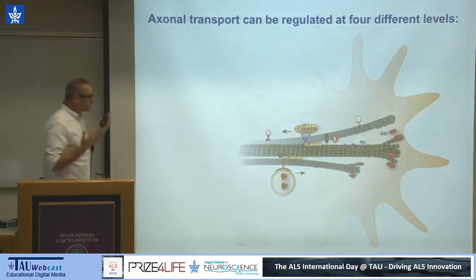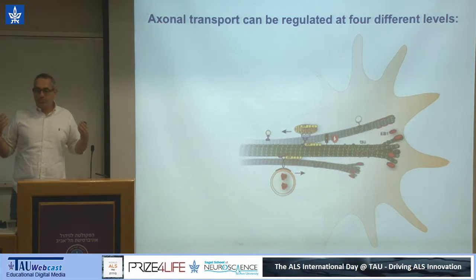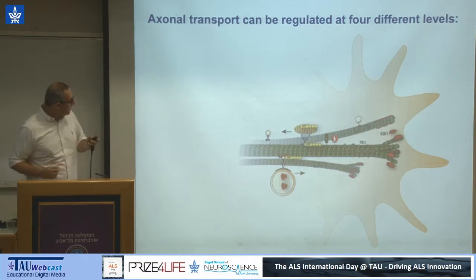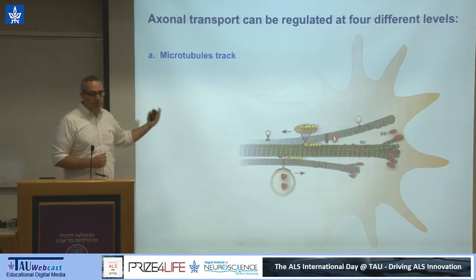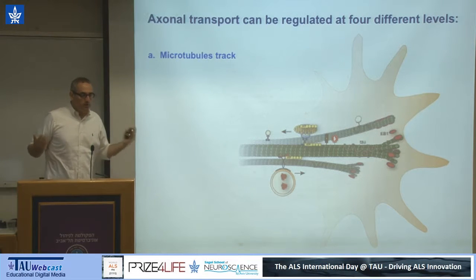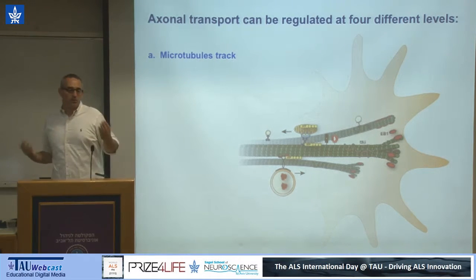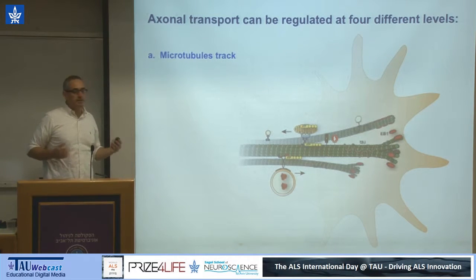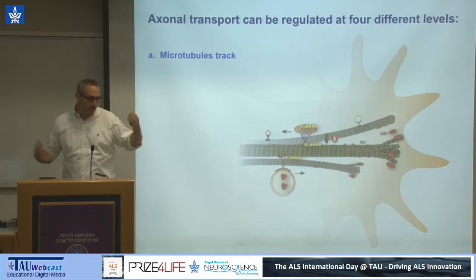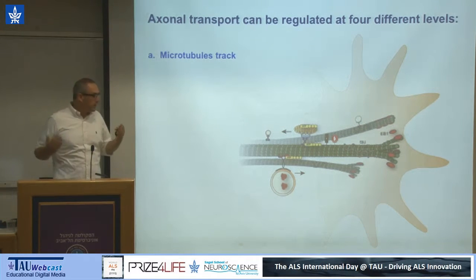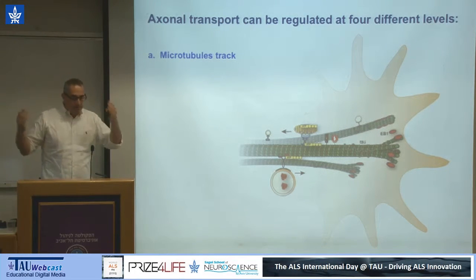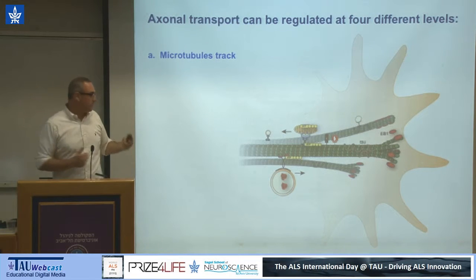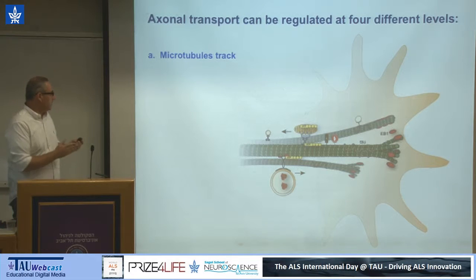So how is this axonal transport process regulated? You can think of four main levels of regulation. The first level is the microtubule tracks. Whether there are microtubules or not will influence the ability to move stuff. Microtubule stability can be regulated either by post-translational modifications like acetylation, or by different proteins that stabilize or destabilize the microtubules, for example the famous tau from Alzheimer's, or plus-end proteins like EB1. Many researchers in Tel Aviv, including Illana and others, are working on these pathways.